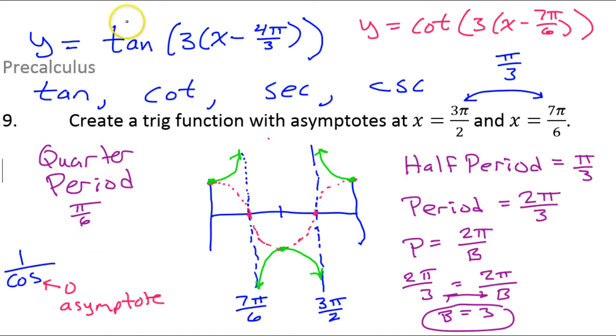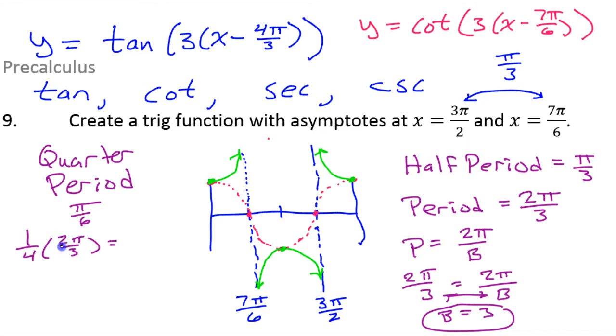Or, if it makes you feel better, the quarter period is going to be pi over 6. But I also could have said the quarter period is going to be 1/4 of the period. So 1/4 of 2 pi over 3 would be 2 pi over 12. But either way, you get pi over 6 for the quarter period.